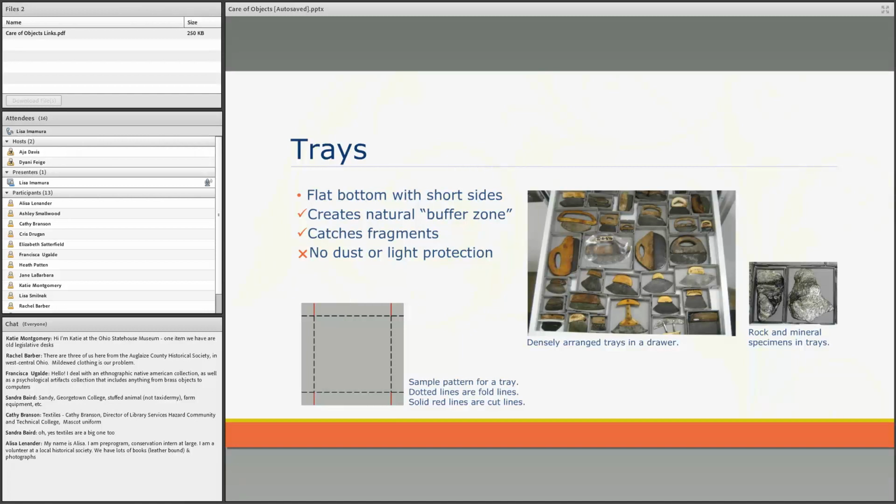Trays are pretty good maximizers of material because they use this rectangular pattern that's on screen where very little gets discarded. This is just a sample pattern, and the distance from the edges to the dotted lines represents the height of the tray walls, and those corners become the anchoring tabs, so you don't have to cut anything off. One of the disadvantages of trays is that they don't offer much in the way of dust or light protection, so they're best used in drawers and cabinets.